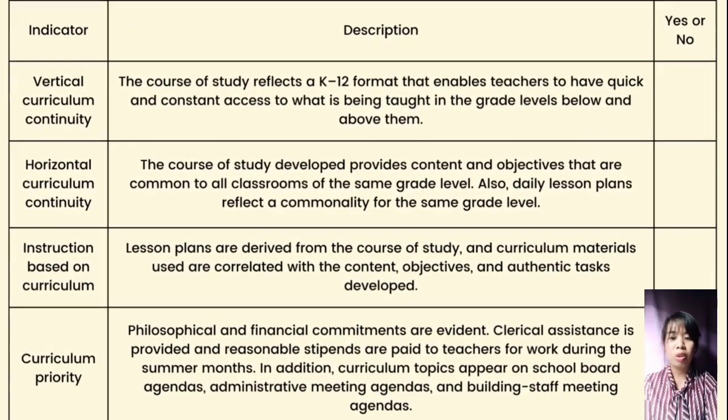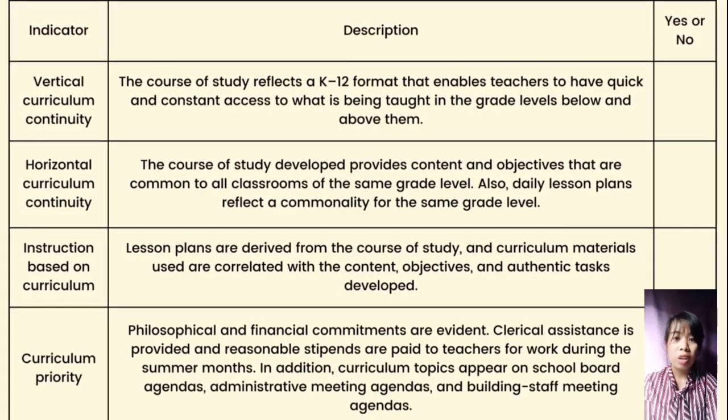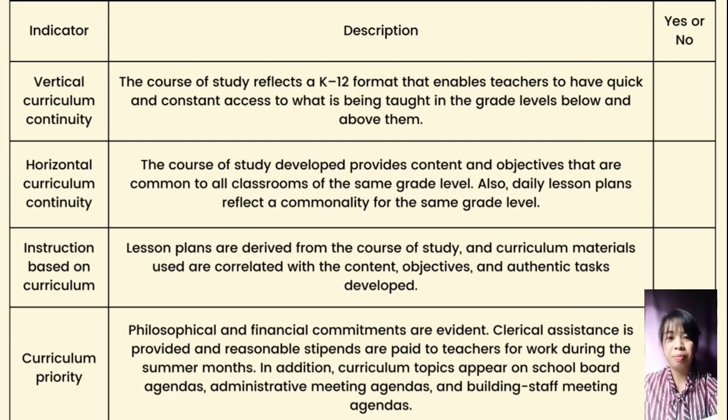Number 1, vertical continuity. The description on the chart reflects the K-12 format because K-12 follows a spiral scheme. Subjects are taught from simple to complex. In this way, subjects are taught with connections and relation to avoid voids and repetition of complexity and learning content. A learning void is when the subject taught does not correlate with the previous subject. Number 2 is horizontal continuity, curriculum continuity. Provide content and objectives that are common to all classrooms of the same grade level.